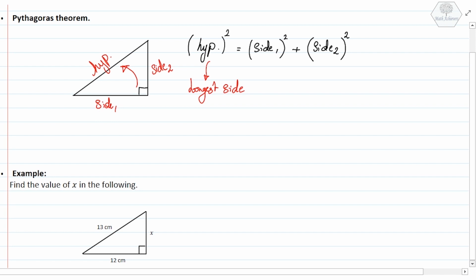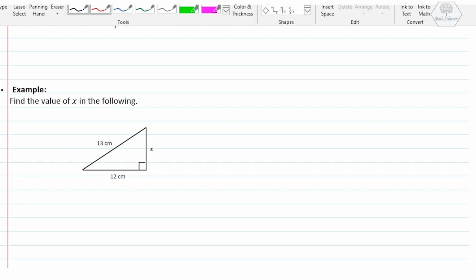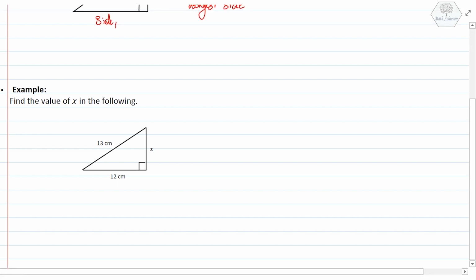Find the value of x in the following. This is a right-angle triangle. I have 13 centimeters, 12 centimeters, and an unknown x. I want to find the value of x. In order to find the value of x, I need to use Pythagoras Theorem. So I start by labeling the hypotenuse. I know that this is the hypotenuse, which is the 13 centimeters, and this is side 1, and the x is side 2.